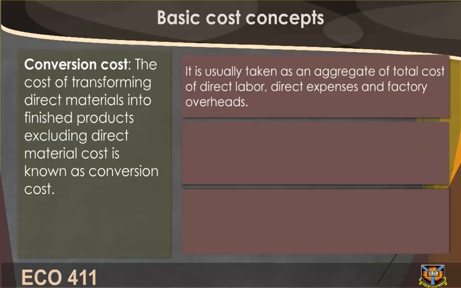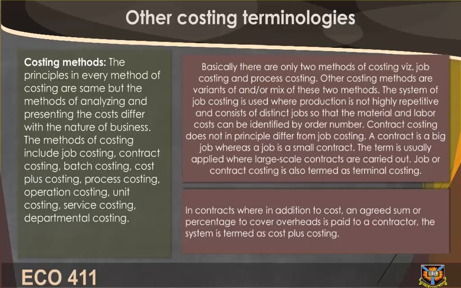Conversion cost. The cost of transforming direct materials into finished products, excluding direct material cost, is known as conversion cost. It is usually taken as an aggregate of total cost of direct labor, direct expenses, and factory overheads. Other costing terminologies.